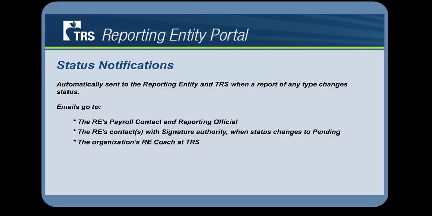As a report makes its way from initial submission to completion, notification messages are automatically emailed to contacts at both the reporting entity and TRS when the report status changes. Notices are sent to the RE's payroll contact and reporting official, as well as to the organization's RE coach. In the case of a report changing status to pending, a notice is also sent to the RE contact or contacts having signature authority.